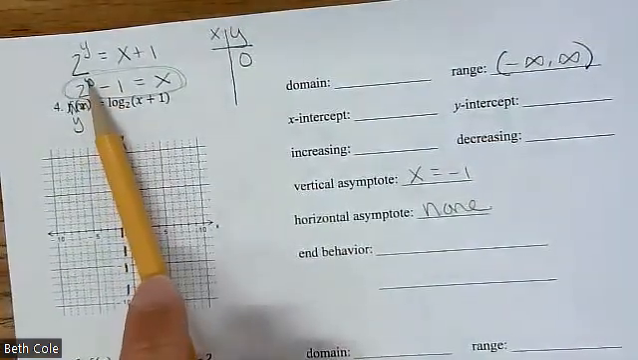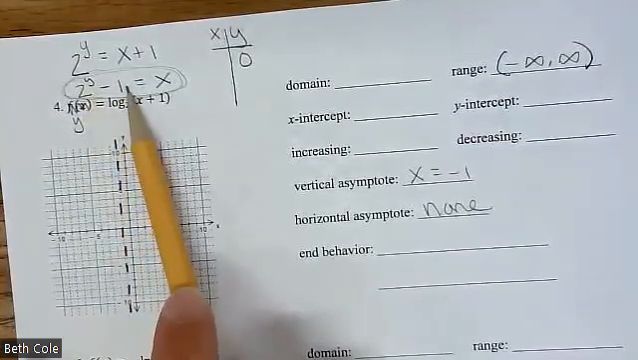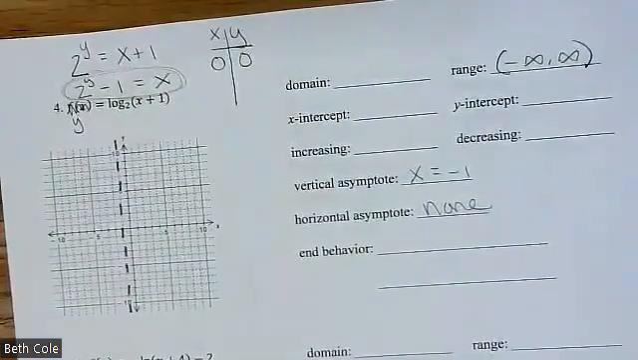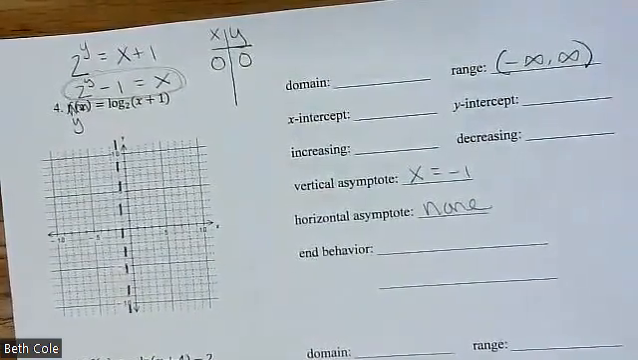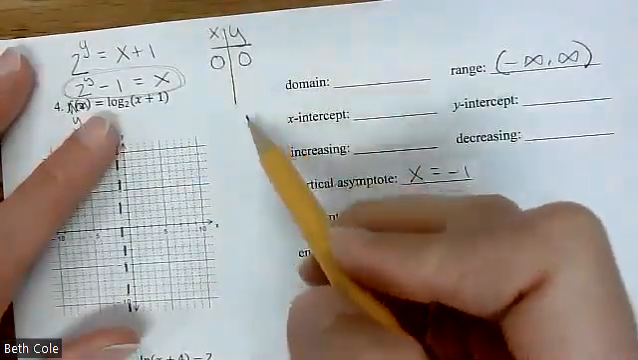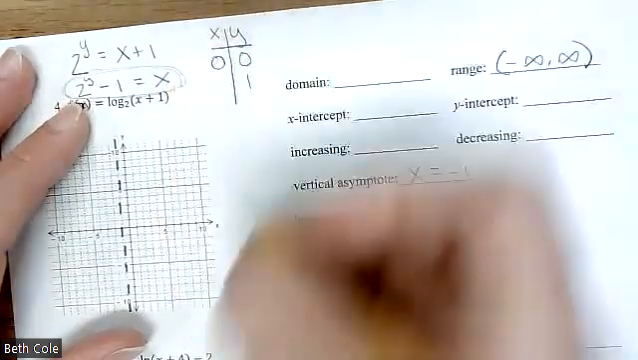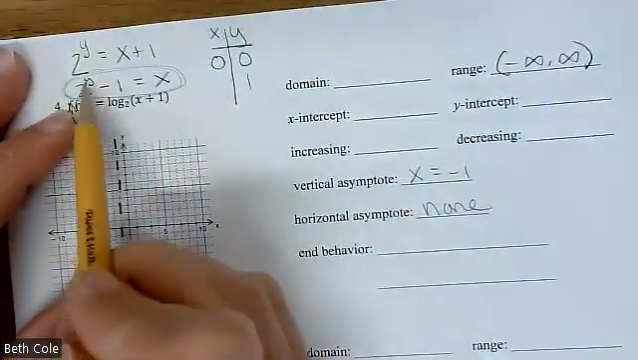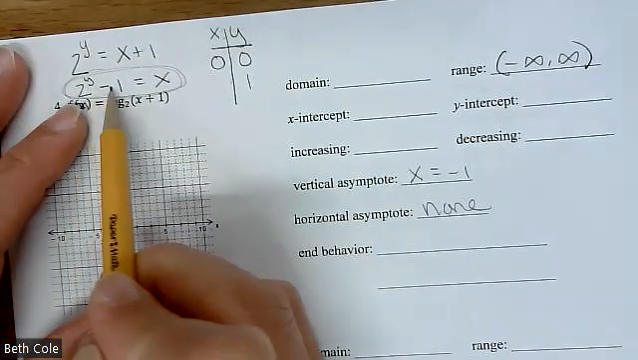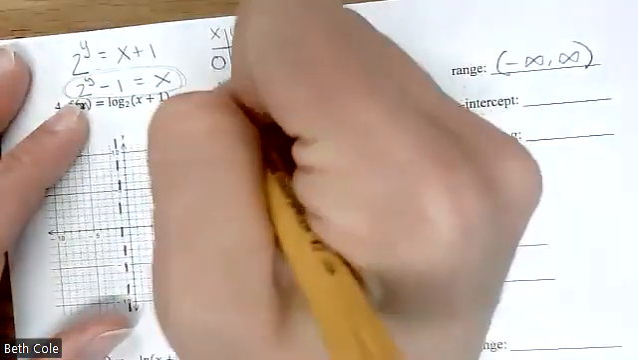2 to the 0 is 1, minus 1 is 0. You should actually be really, really happy about that. Why is that a really good thing? It's the x and the y-intercept. Like when you get the origin, like life is good. All right, what else do you want to try and plug in for y? 1 is a good choice. 2 to the 1 is 2, minus 1, 1.